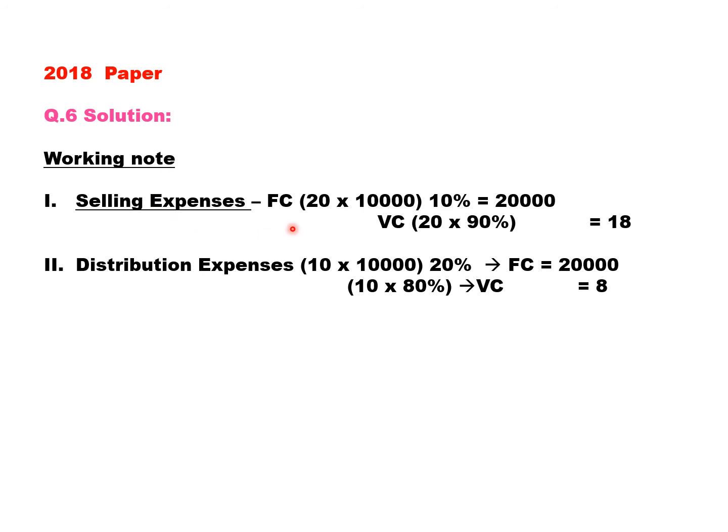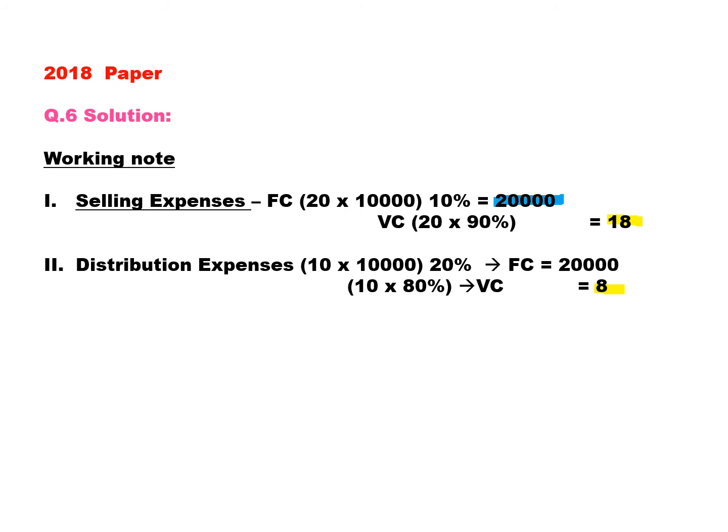Selling expenses, fixed cost: 20 rupee into 10,000, you get 2 lakh, into 10%, you get 20,000. Or 20 rupee into 10%, you get 2 rupee, into 10,000, you get 20,000. By any means, you get the answer. It is not so difficult. Anyhow, you will get the same answer. Variable cost 20 rupee into 90%, you get 18 rupee as variable. So 18 rupee is variable, 20,000 is fixed.